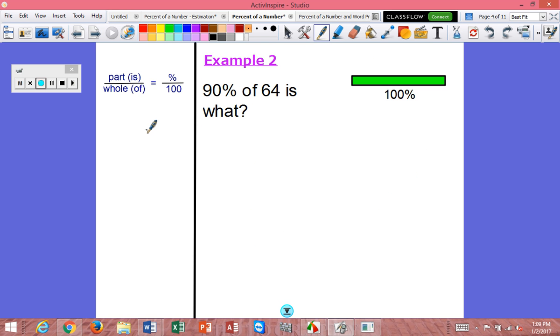All right, example 2. 90% of 64 is what? So obviously we have a percent.